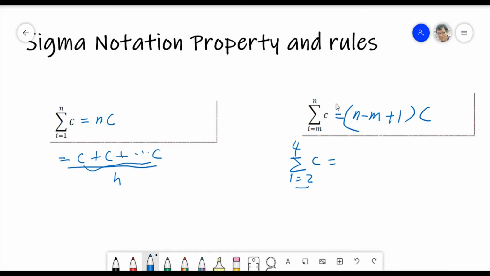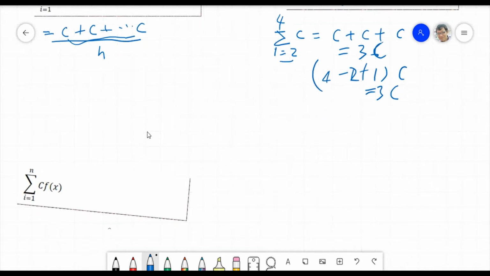Starting from 2, c, then from 3, then from 4. So 3c. Based on the formula, it is 4 minus 2 plus 1, times c, so equals 3c. So you can see this is right. This is based on the constant number. How about this one?